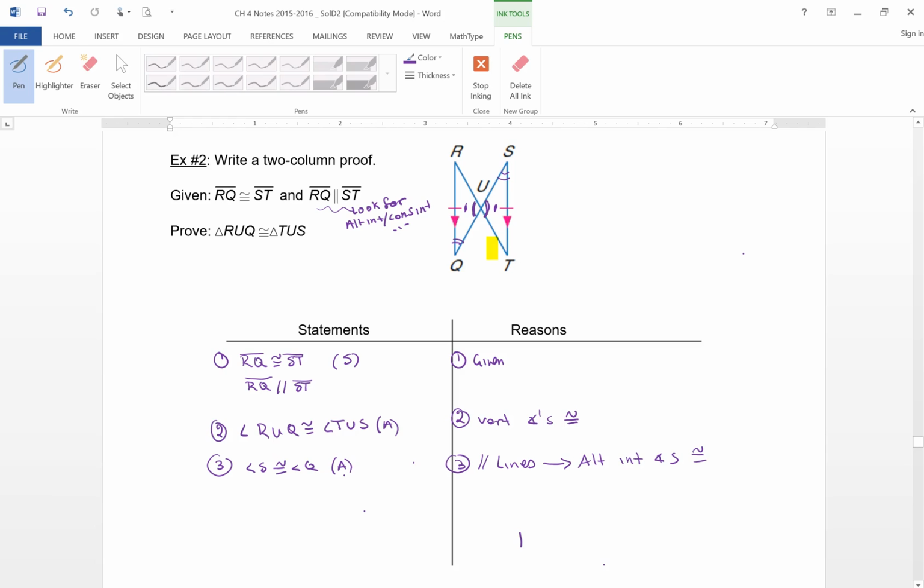What do I have now? Is this AAS or is it ASA? It's AAS, right? Because it's angle, angle, and the non-included side. Okay? So it's angle, angle, and the side that is not in the middle, that's AAS. So number 4 is going to be triangle RUQ is congruent to triangle TUS, AAS congruence.